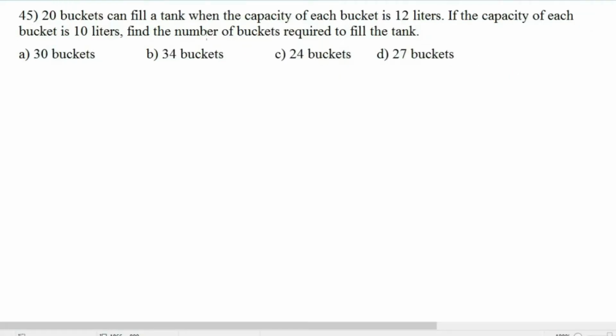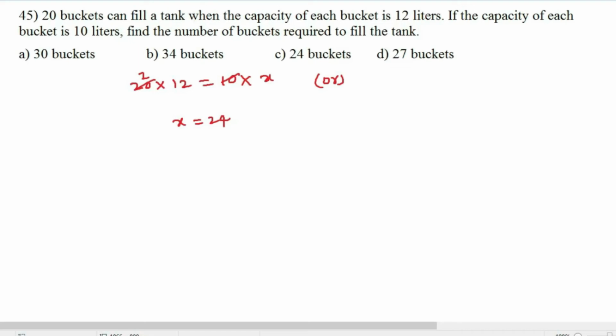Question number 45. 20 buckets can fill a tank when the capacity of each bucket is 12 liters. If the capacity of each bucket is 10 liters, find the number of buckets required to fill the tank. 12 liters into 20 buckets equals 10 liters into the number of buckets. Number of buckets is x. 10 ones are 10, 10 twos are 20. So x is equal to 24. So 24 buckets are required to fill the tank.